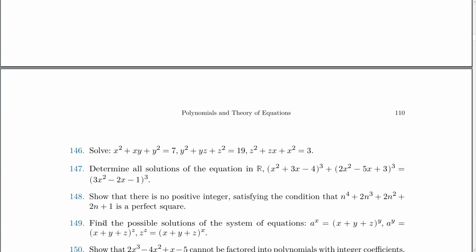Question 149 says: find the possible solutions of the system of equations a^x is equal to (x + y + z)^y, a^y is equal to (x + y + z)^z, and a^z is equal to (x + y + z)^x.